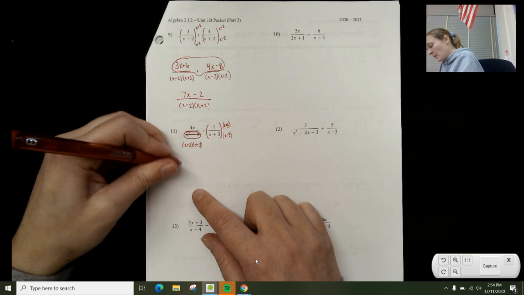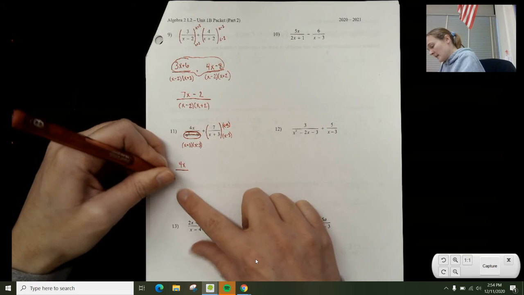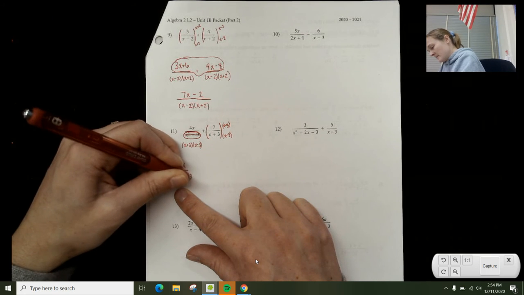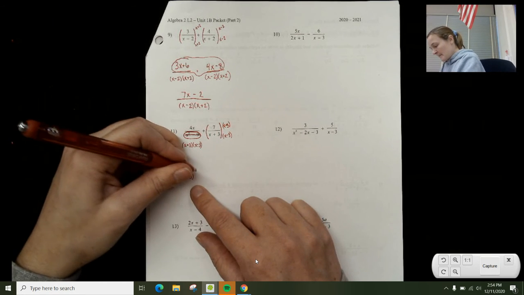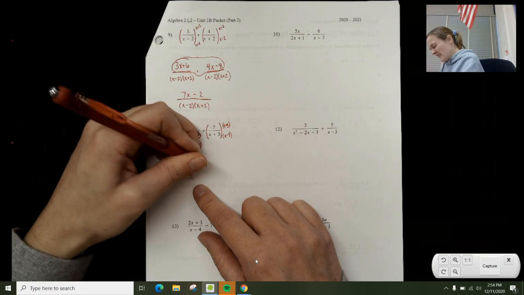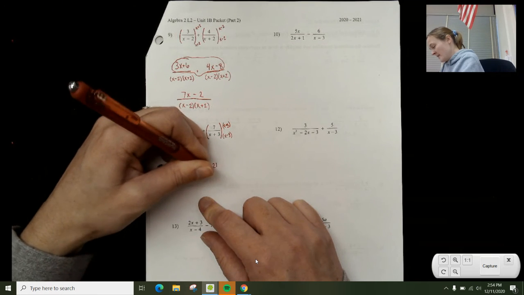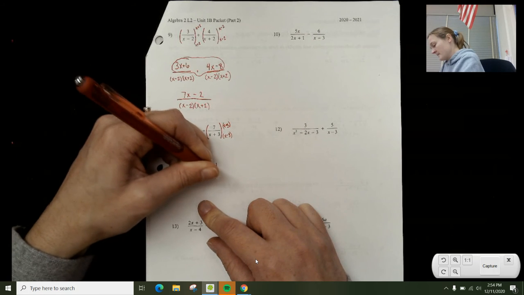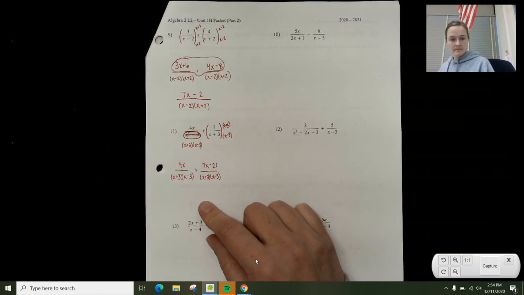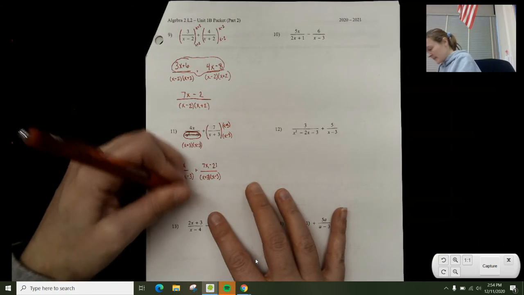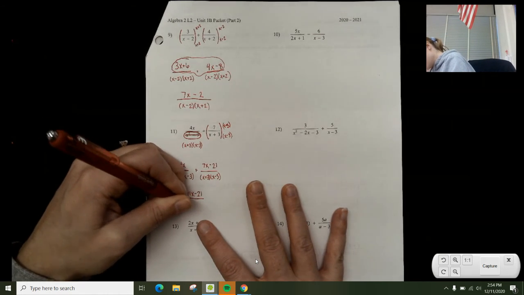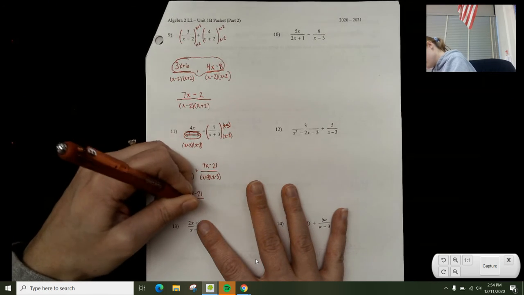So now I've got 4x over x plus 3, x minus 3. That's the first fraction. Plus, this would be 7x minus 21 over x plus 3, x minus 3. And now when I combine like terms, I get 11x minus 21 over x plus 3, x minus 3.